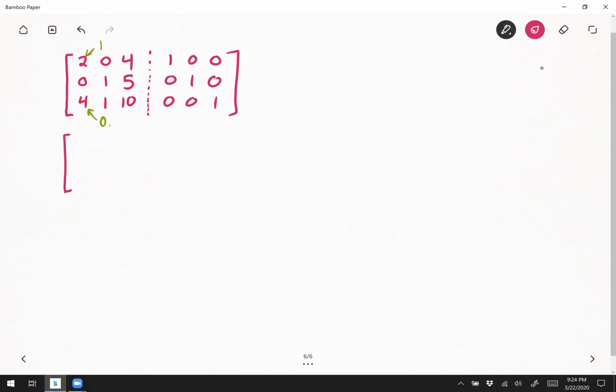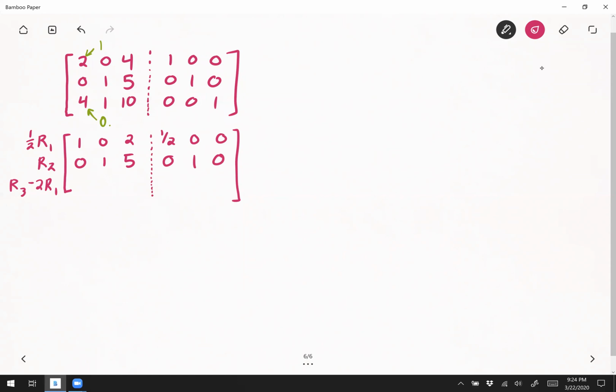So let's see, I'm going to take row 1 and multiply that by 1/2. This is just some notation on the side to indicate what I'm going to do to each row. Row 2 I'll leave alone. From row 3, I'll subtract twice row 1. So row 3 minus 2 times row 1. Let's see what happens. The first row becomes 1, 0, 2. I have to perform these operations all the way across: 1/2, 0, 0. Second row, nothing changes: 0, 1, 5, 0, 1, 0.